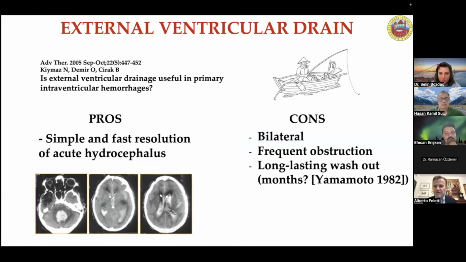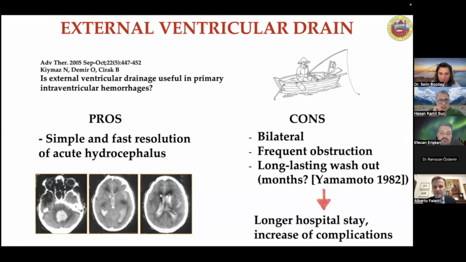However, we know there are also many cons. It frequently obstructs because of blood clots. So we have to replace the EVD very often. Sometimes one EVD is not enough. We have to place a bilateral EVD. And we have to wait a long time, days, to see the blood disappearing from our CT scans. And this has a consequence, a longer hospital stay and an increase of complications like infections, for example.